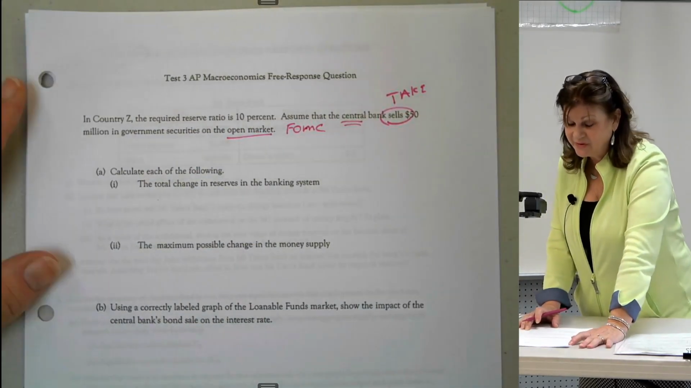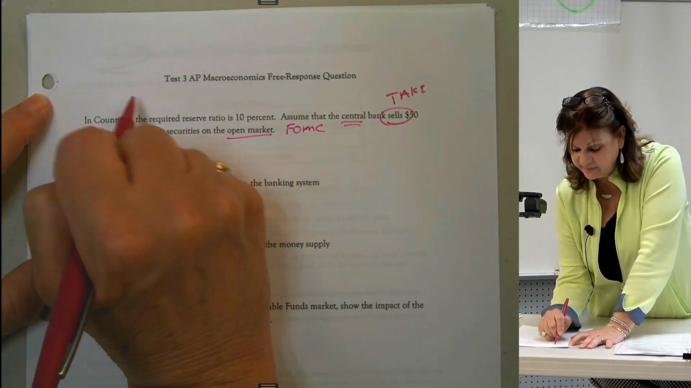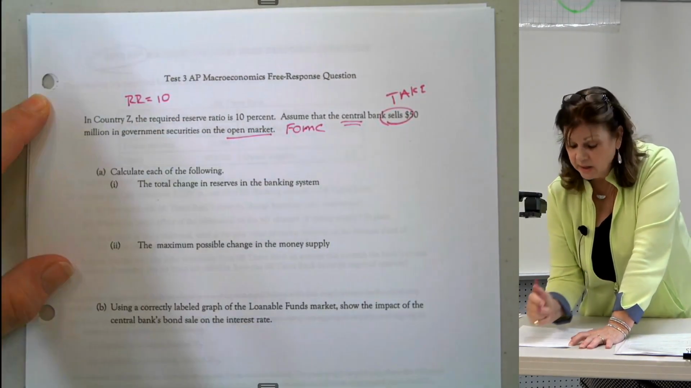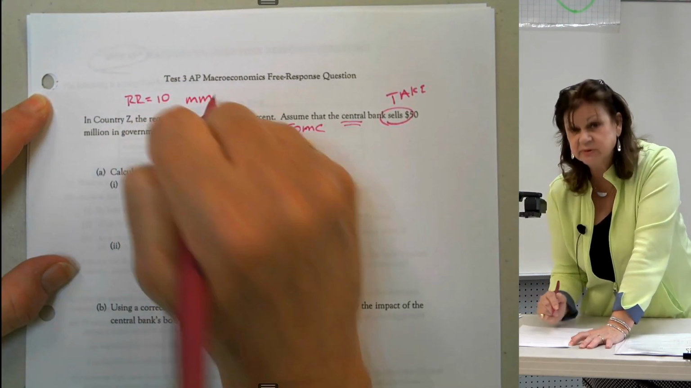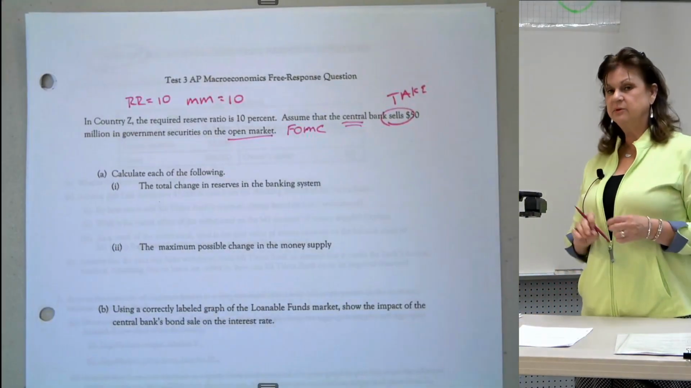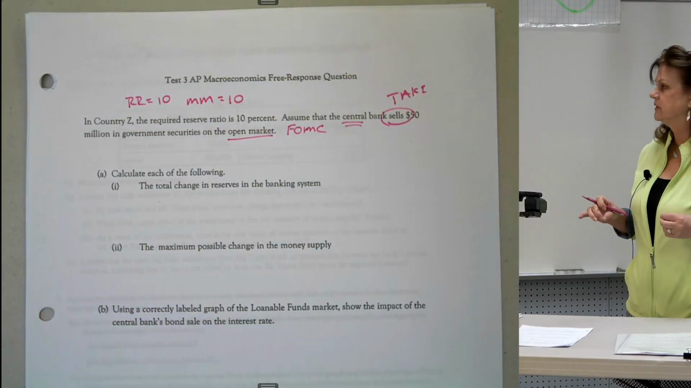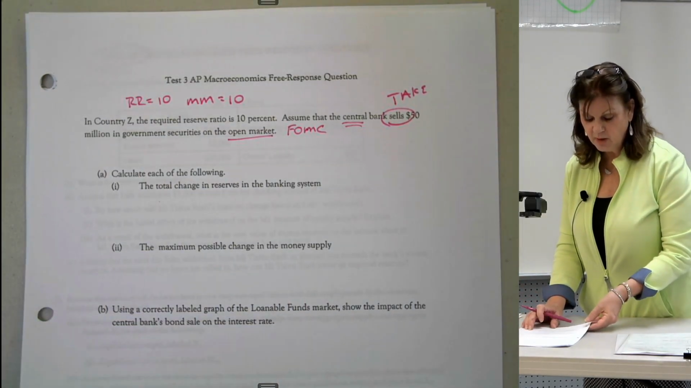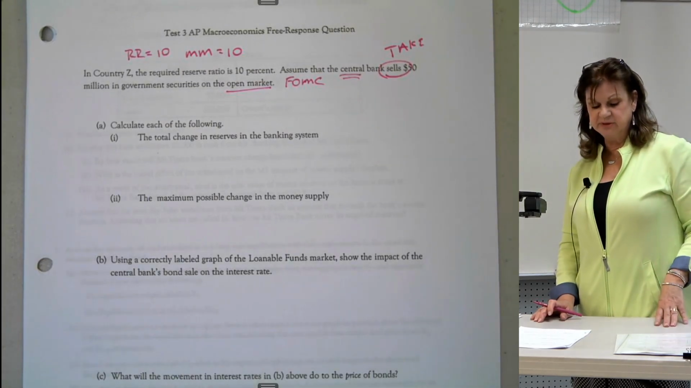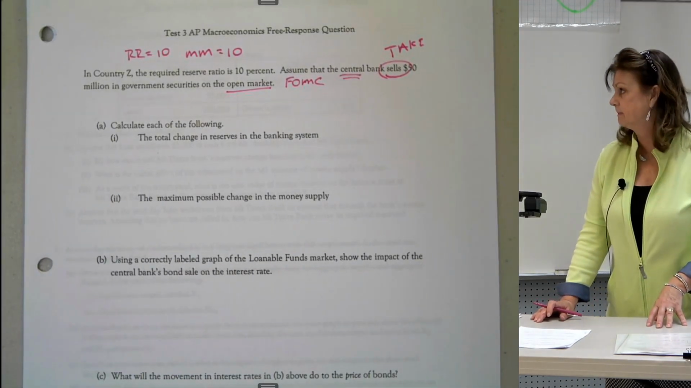And I would also be really careful here, because if my reserve requirement is 10%, right away, what's your money multiplier? How many times will 10 go into 100? The money multiplier is 10. So lock those things in when you're reading the question. It makes it a little bit easier. All right. Calculate each of the following. The total change in reserves for the banking system.